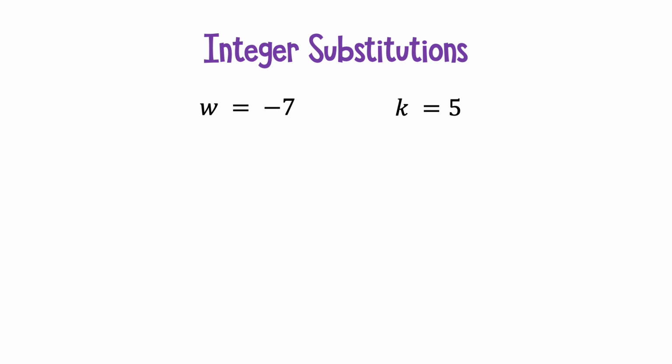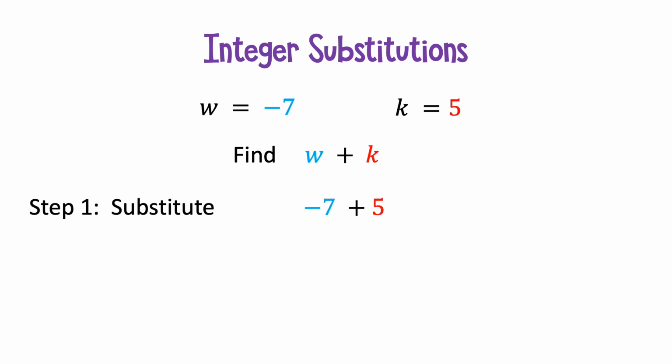We can also do integer substitutions. In this example, w will equal negative 7 and k equals 5. If we're finding w plus k, we start by substituting. So we're going to put negative 7 in where w is and 5 in for k. So you see we have negative 7 plus 5. If we solve, we get negative 2.